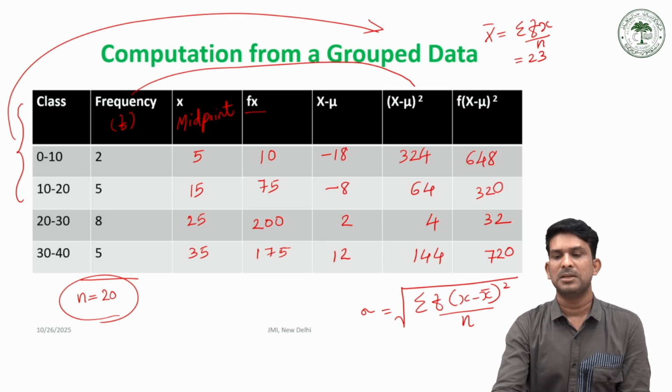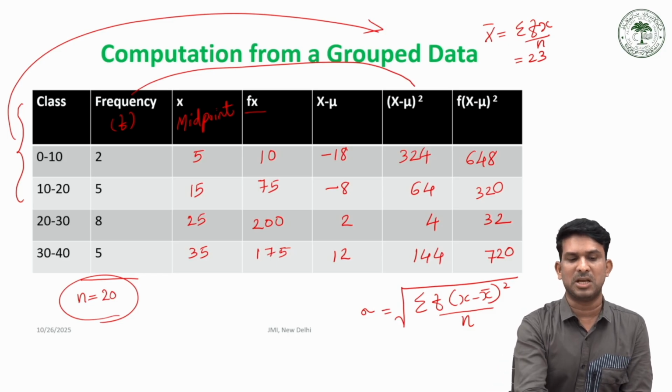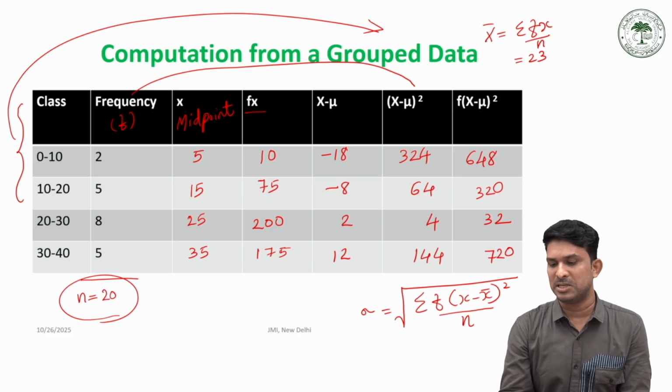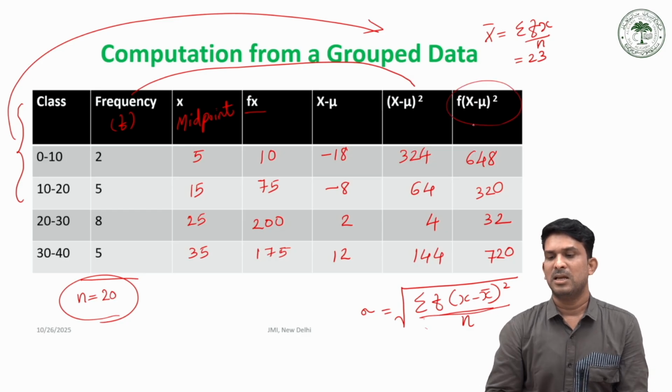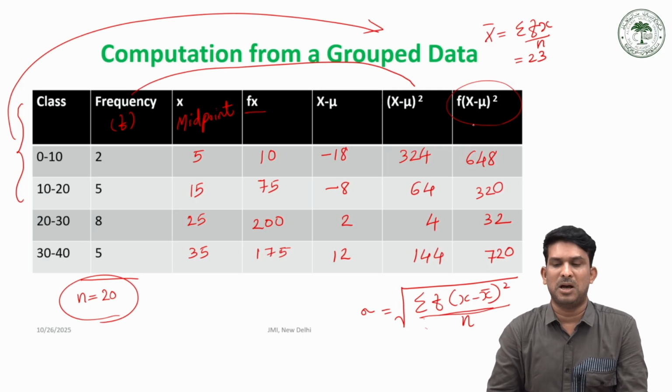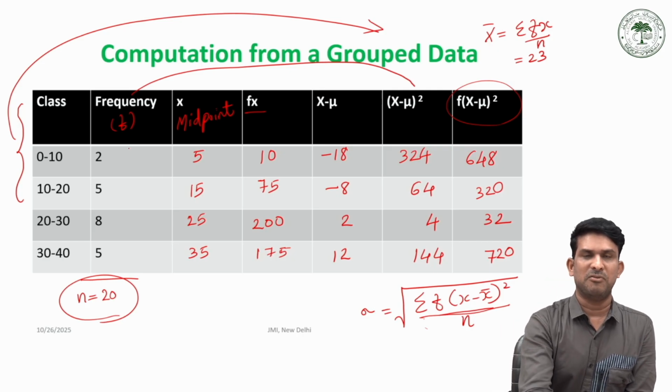Now next, the same value of x minus x bar the whole square has to be multiplied with f, that is the corresponding frequency. That is the term here, right? You got the term. Then only we will get this. So we have gone for this specific case: f into x minus x bar the whole square. That is, this column is to be multiplied with frequency.